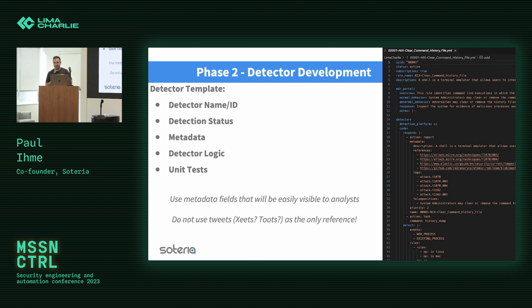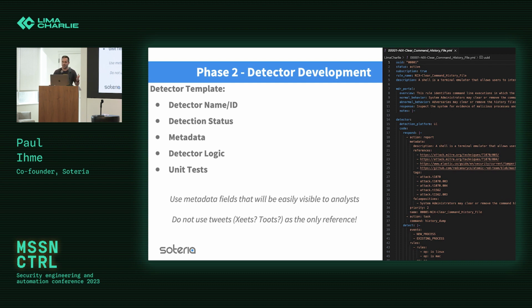So some lessons learned here, using metadata fields that will easily be visible to analysts. So back in the day everybody would have to go into GitHub to see this stuff, which is not all that helpful. And then we learned that particularly in LimaCharlie, this is a LimaCharlie rule, you can just slap a metadata field into the response section, and then it'll all be visible in the alert, and you can display that pretty easily. So that was a nice lesson learned.